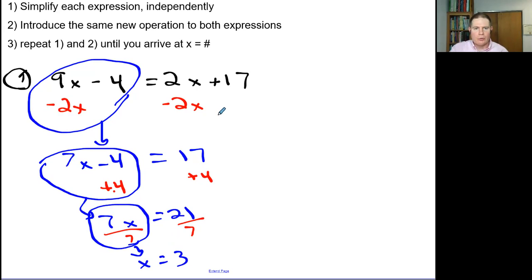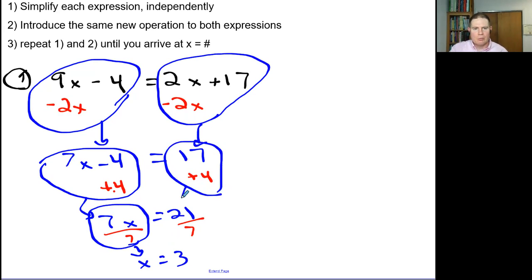Because I introduced negative 2x, I simplify this expression. It gives me 17. I introduce the plus 4. I simplify this expression. It gives me 21. I introduced the divided by 7. I simplify that. It gets me the number 3.